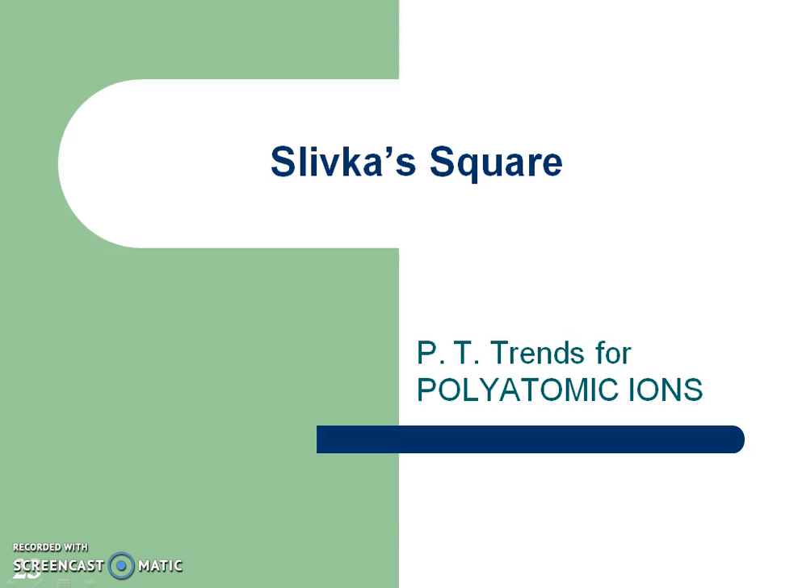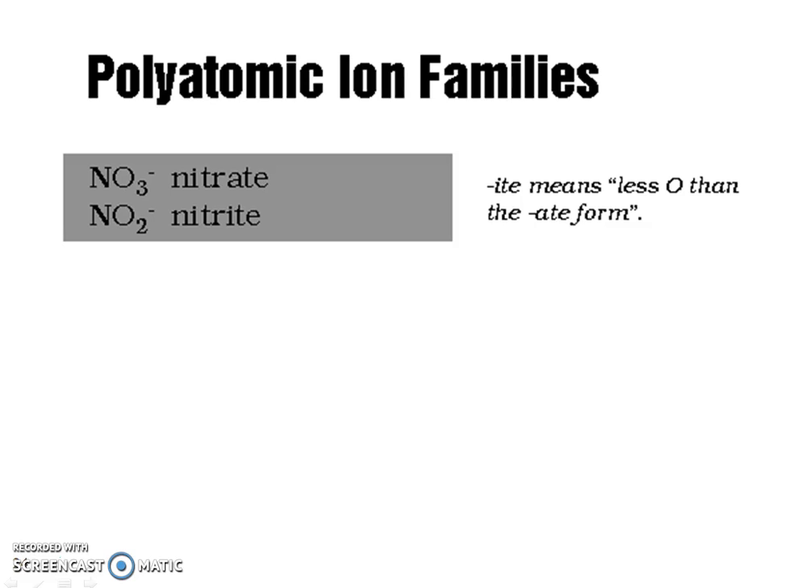I like to call this Slivka square. I actually learned this when I was student teaching, and I've kept it ever since. It's a great mnemonic for how to use the periodic table and its trends to make polyatomic ions and their charges. Polyatomic ions actually have ion families. If we look at nitrate, that's the original form, but if we only take one oxygen away, going from 3 to 2, everything else stays the same.